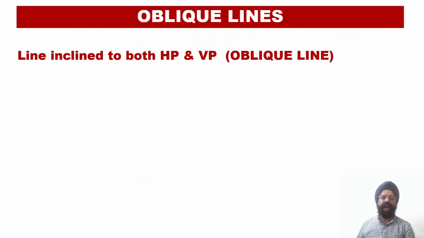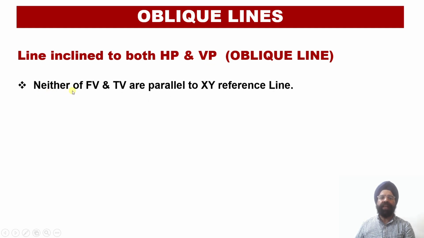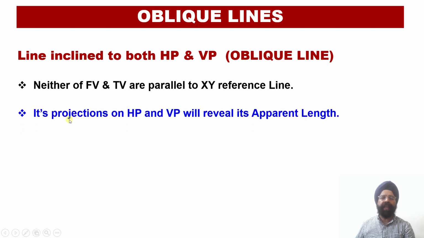Now an oblique line is one which is inclined to both the reference planes, that is, the horizontal plane as well as the vertical plane. So neither the front view nor the top view projection of the oblique line will be parallel to the XY reference line, and we obtain the projections of the oblique line onto the horizontal plane and the vertical plane as an apparent length.